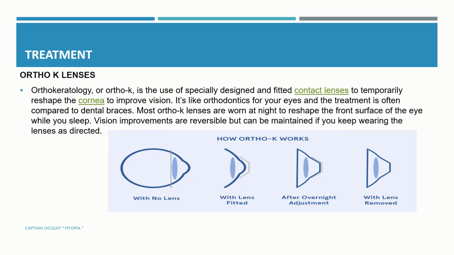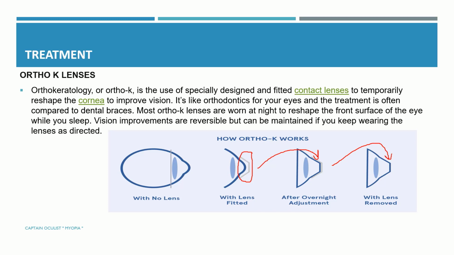Now we have ortho-K lenses, specially designed to temporarily reshape the cornea to improve the vision. They are supposed to be worn at night. The cornea takes up the shape of the lens. Then the whole next day there is no need to wear glasses.